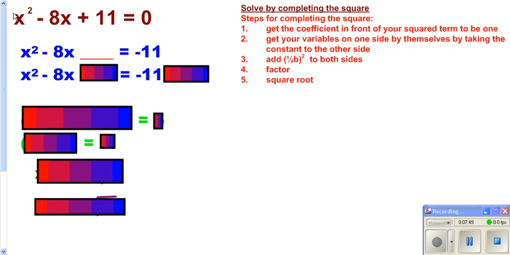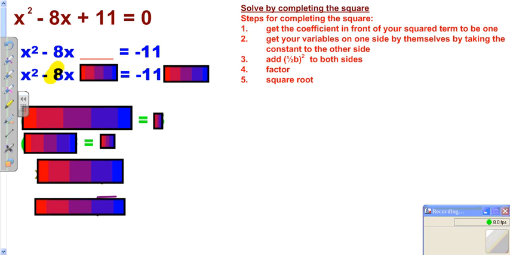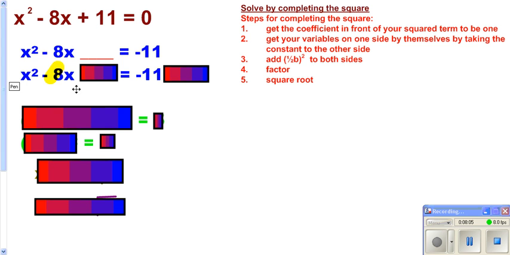Well, here our number in front of our squared term is already 1. So we're going to get our variables on one side by themselves, so we're going to subtract 11. For this particular problem, your b is the negative 8, because it's always what's in front of your term to the first power. You take half of that, which is 4, and square it. You might be wondering, well, isn't it negative 4? Technically, yes, but a negative 4 squared is the same thing as a positive 4 squared. If I add a 4 squared to the left side, I'd also have to add it to the right side. Because remember, what you do to one side, you got to do to the other side. Well, on the right side, that just simplifies down to 5.